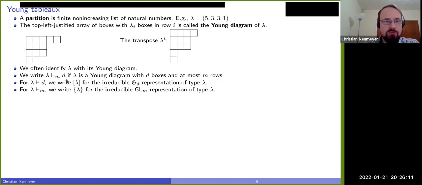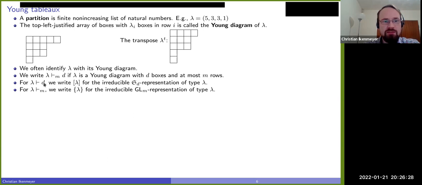And there's a notation for partitions and Young diagrams. This is this notation here. Lambda is a partition of D. So the Young diagram has D boxes, and it has at most m rows. So this is little m here.